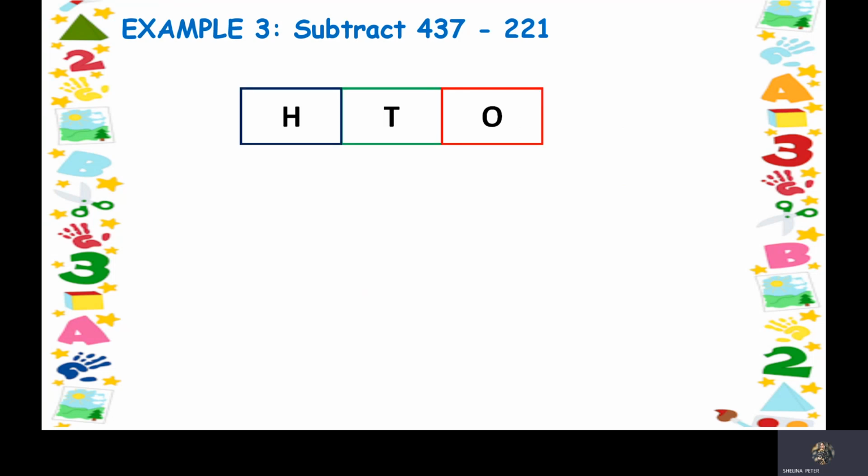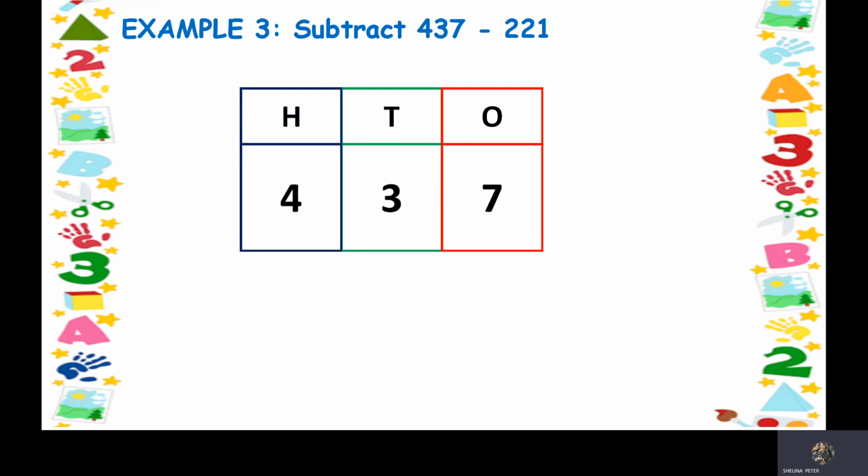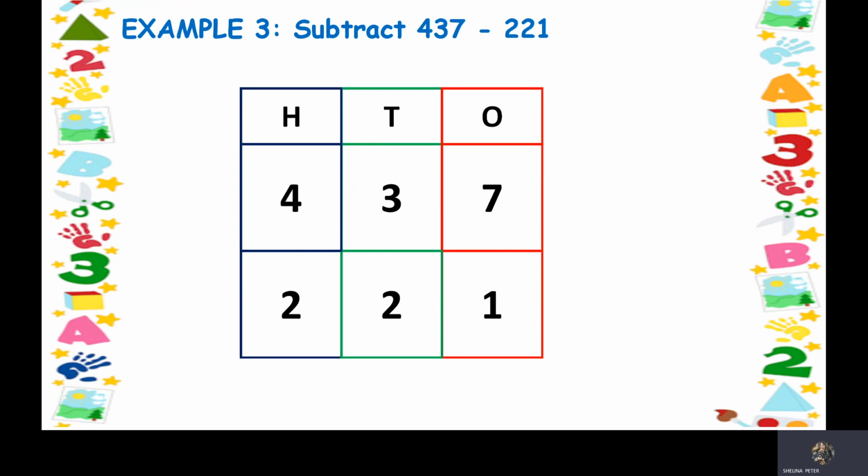Now the last example. Subtract 437 minus 221. So I will write ones, tens, hundreds. Then I will write the number 7, 3, 4. And then I'll write the next number 1, 2, and again 2. After this, I am going to put the minus symbol.